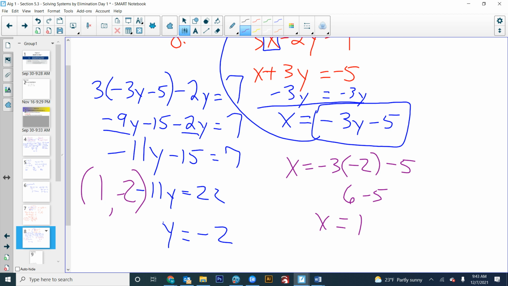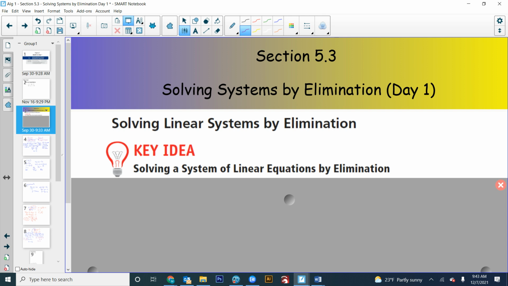Let's go. Now, we are talking about elimination. What does the word elimination mean? Clear out. Take out. Throw out. Elimination means get rid of, right? There you go. Elimination means to get rid of.